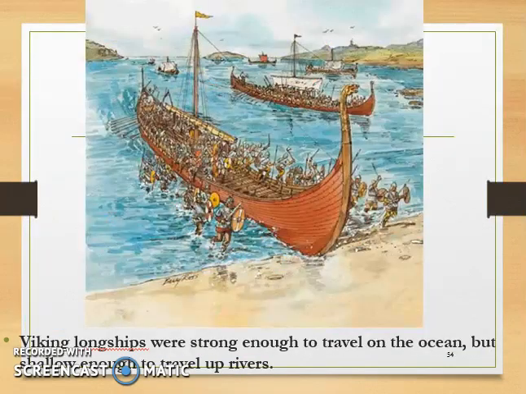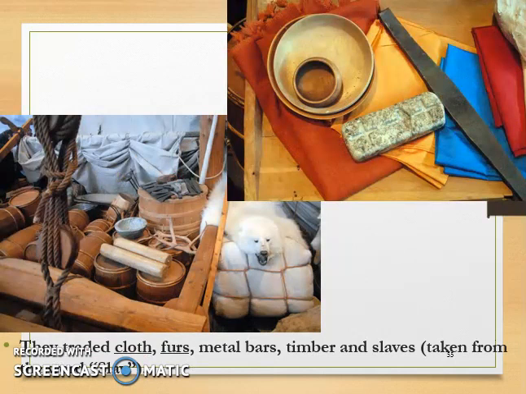Viking longships were strong enough to travel on the ocean, but shallow enough to travel up rivers. So this gave them a big advantage in terms of military and trade, and it allowed them to get a lot of their people onto land quickly, which allowed for essentially surprise attacks to take over different regions or cities. They traded cloth, furs, metal bars, timber, and slaves, taken from the word Slav.